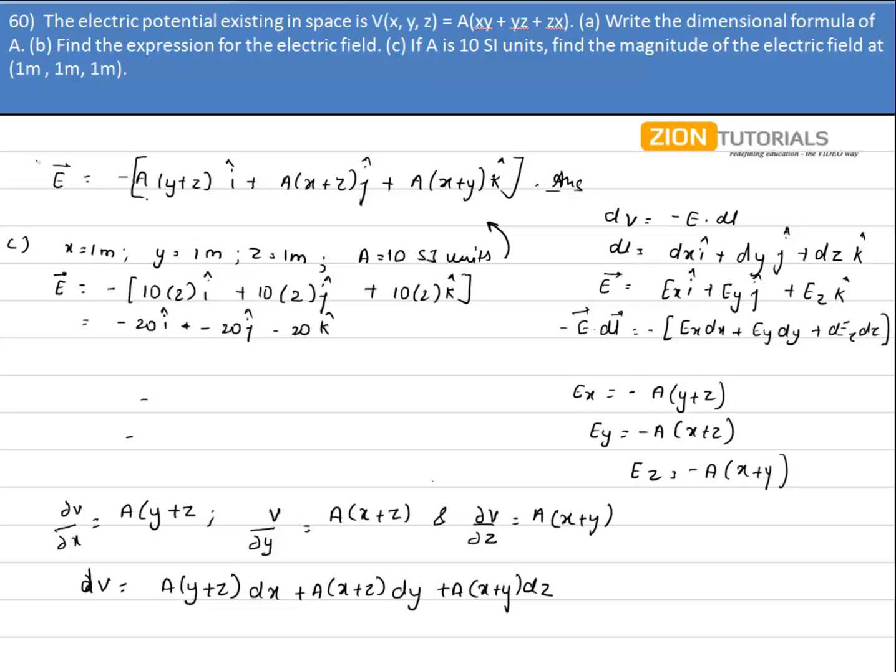So the magnitude of the electric field is easily calculated by the square root of 20 squared plus 20 squared plus 20 squared, which comes out to be 34.65 newton per coulomb. That is our answer.